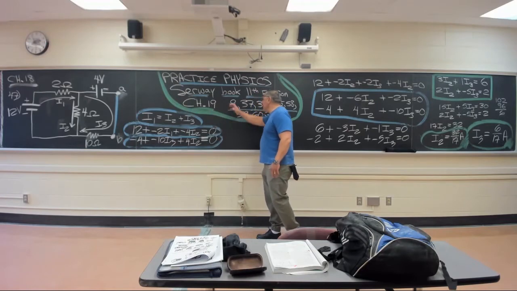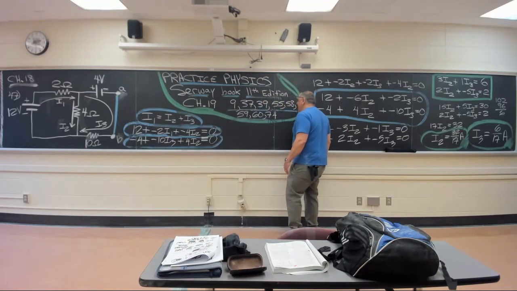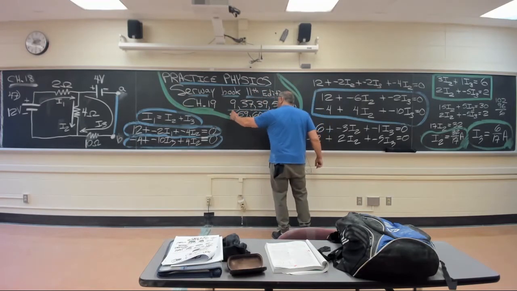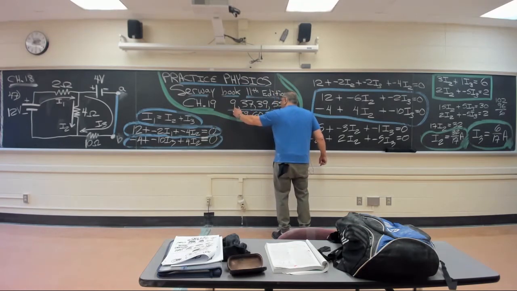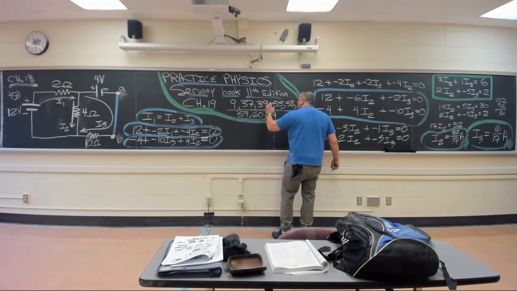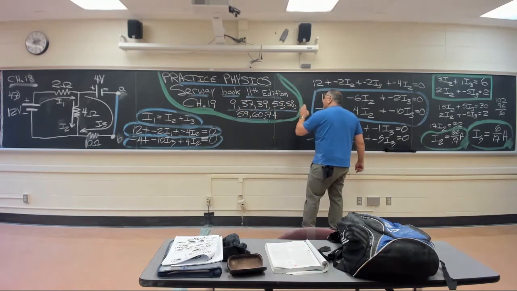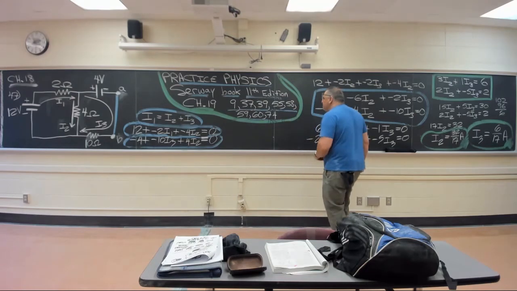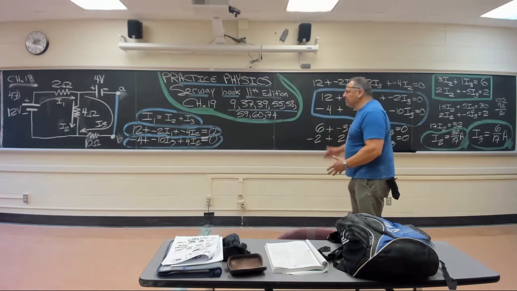For topic 19, it'll be these 8 problems. Topic 19 problems: 9, 37, 39, 55, 58, 59, 60, 74. So those 8 problems, we'll get those done.